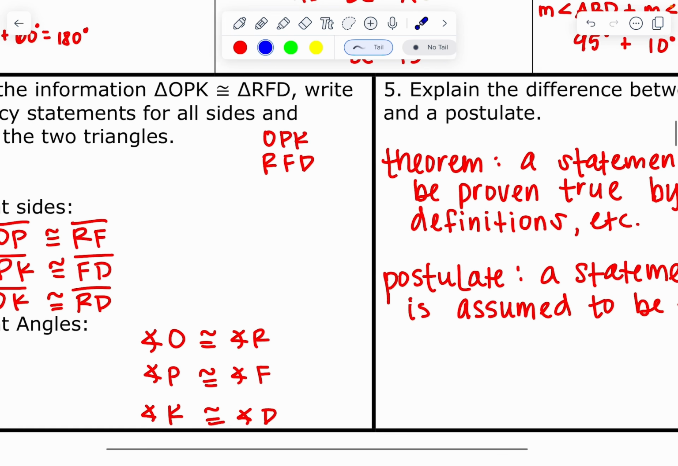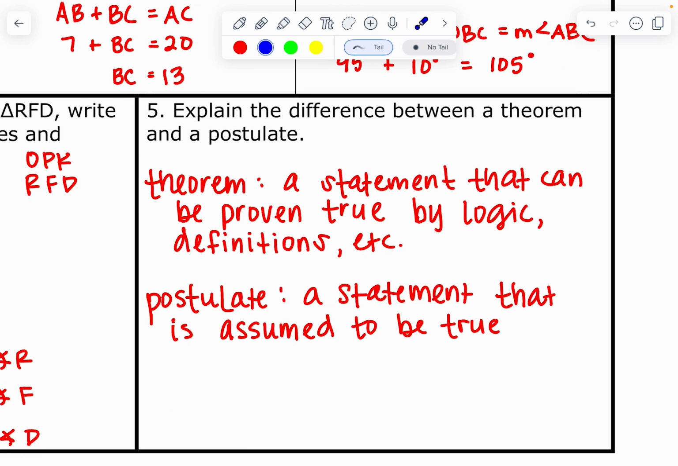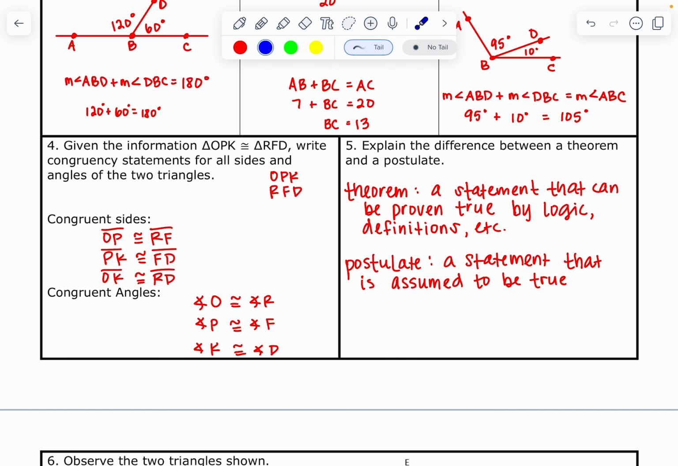All right. Number 5, explain the difference between a theorem and a postulate. A theorem is a statement that can be proved true by logic, definition, and so on. A postulate is just a statement that's assumed to be true.